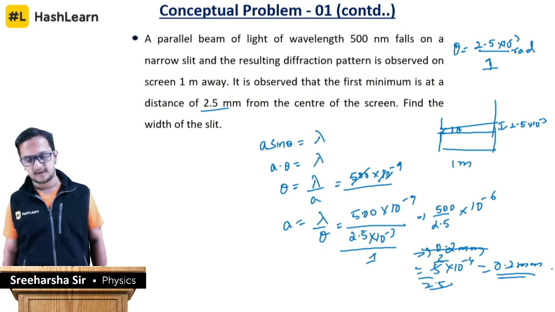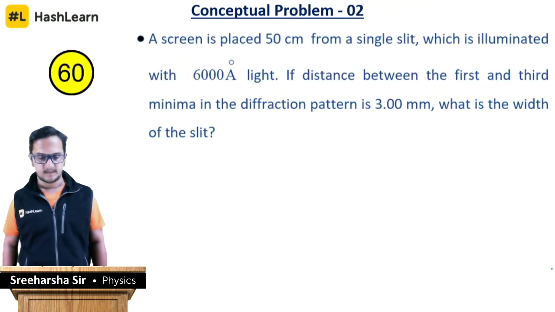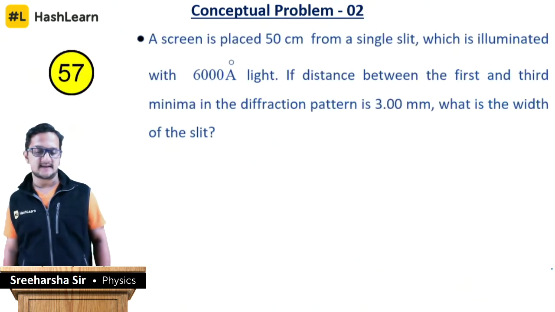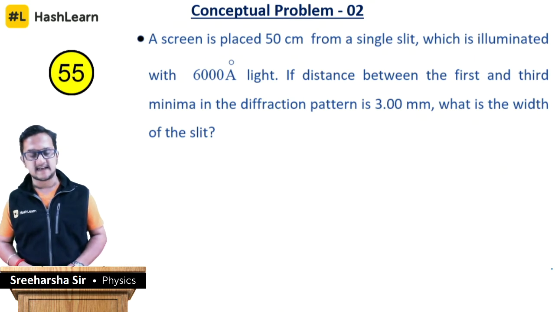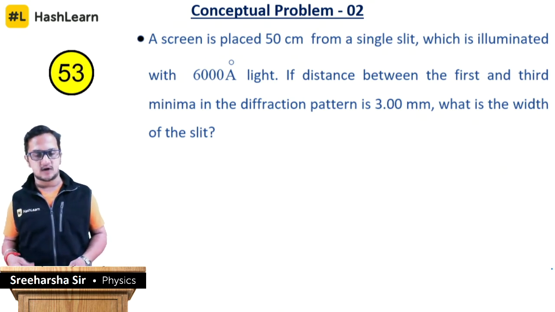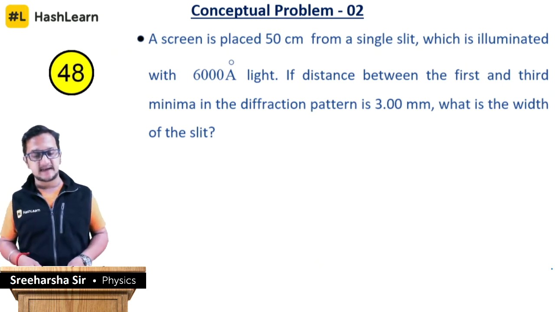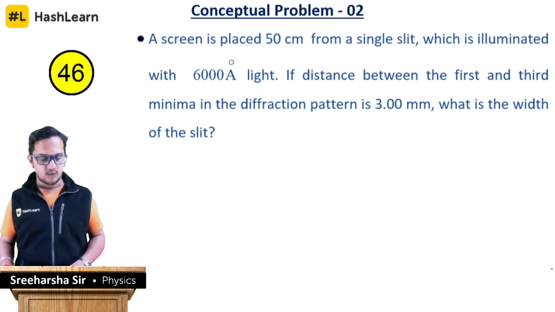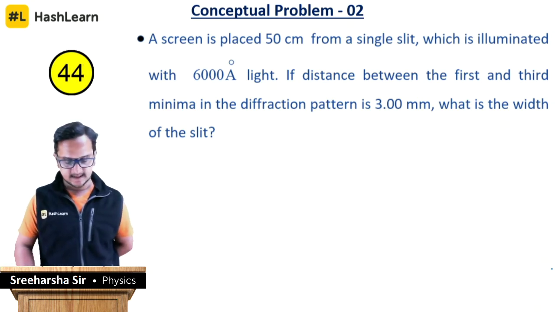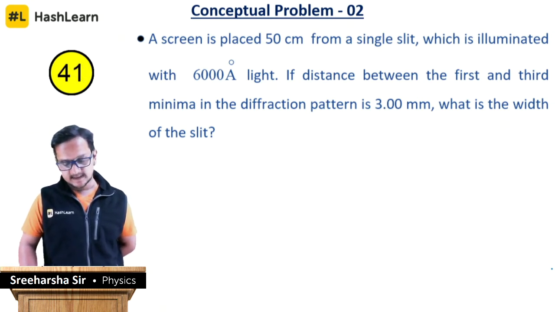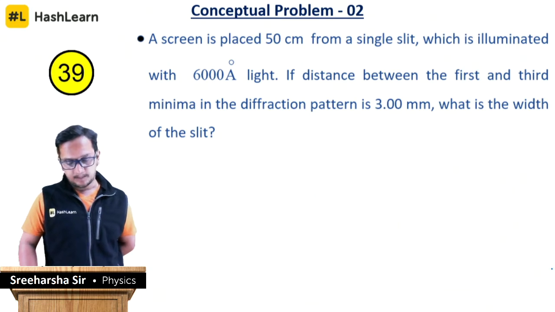So now we have the next problem on the screen. A screen is placed 50 centimeters from a single slit, which is illuminated with light of 6000 angstroms. If the distance between the first and the third minima in the diffraction is 3 millimeter, what is the width of this slit? So again, you have to find out the width of the slit, provided the distance between the first minima and the third minima is given as 3 millimeters.